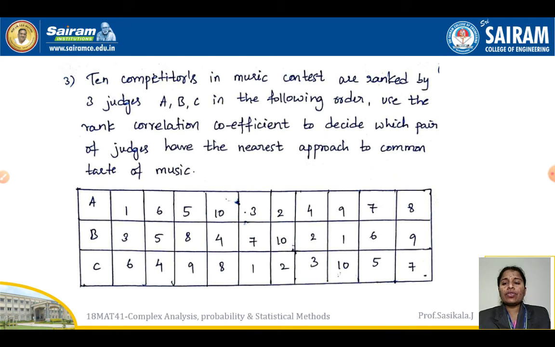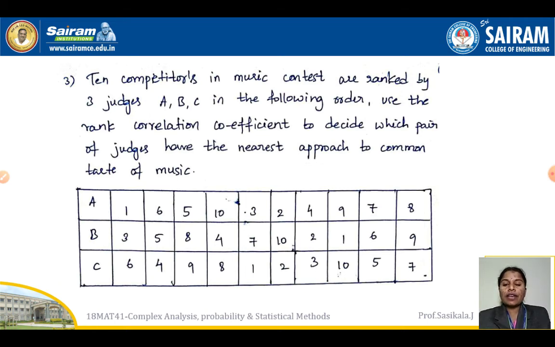Okay. So, one more question. Ten competitors in a music contest are ranked by three judges A, B, C in the following order. Use the rank correlation coefficient to decide which pair of judges has the nearest approach to a common taste in music.